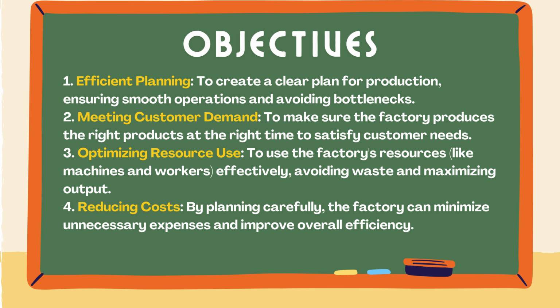Let's learn about the objectives. 1. Efficient planning. To create a clear plan for production, ensuring smooth operations and avoiding bottlenecks. 2. Meeting customer demand. To make sure the factory produces the right products at the right time to satisfy customer needs. 3. Optimizing resource use. To use the factory's resources, like machines and workers, effectively, avoiding waste and maximizing output. 4. Reducing costs. By planning carefully, the factory can minimize unnecessary expenses and improve overall efficiency.